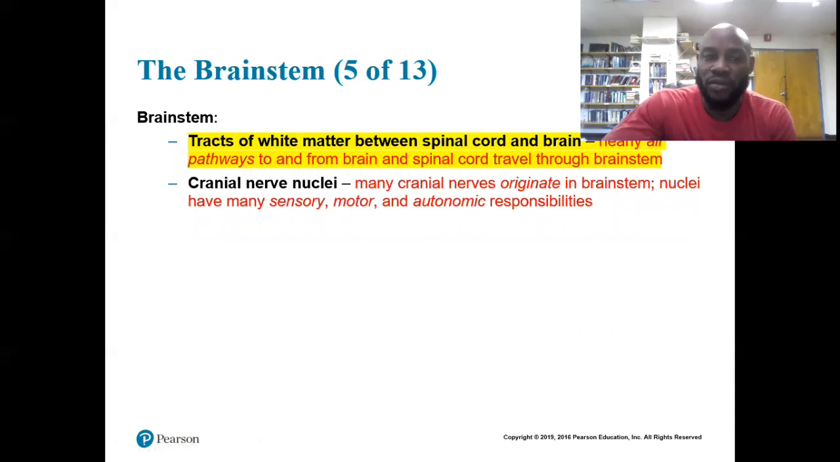Right? The brainstem has tracts of white matter between spinal cord and brain. Nearly all pathways to and from brain and spinal cord travel through your brainstem, which makes sense. Brainstem looks like a continuation of the spinal cord. So things coming from your spinal cord travel through the brainstem. So your white tracts, remember, myelinated axons, travel through the brainstem. You also have cranial nerve nuclei. Many cranial nerves originate in the brainstem. Nuclei have many sensory, motor, autonomic responsibilities.